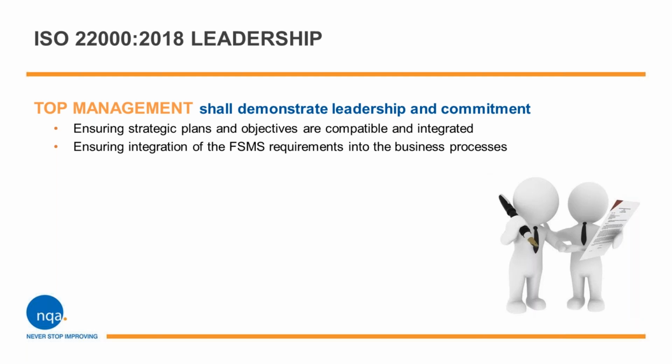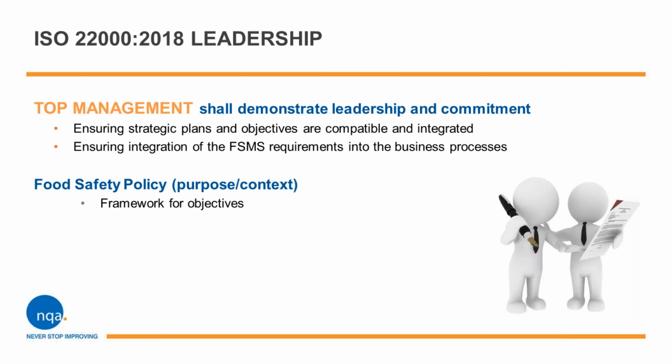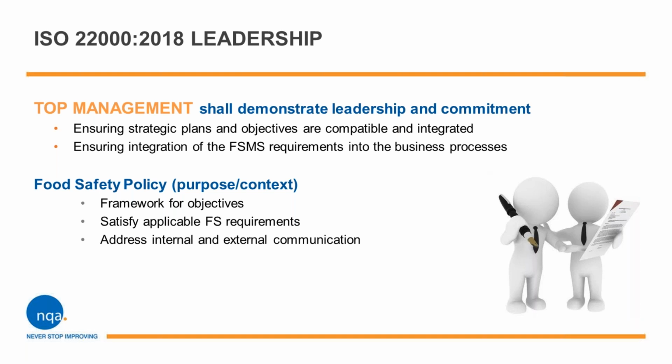Then top management as well must approve the food safety policy. This food safety policy must be appropriate to the purpose and context of the organization. In the food safety policy, there must be a framework for setting and reviewing the objectives. It must satisfy applicable food safety requirements, customer requirements and statutory requirements, and address internal and external communication. It must set a commitment for continual improvement and must ensure competencies related to food safety. And we cannot forget the food safety policy must be retained as documented information. Top management commitment with respect to the food safety management system must be visible and palpable. A good way to do this, for example, is to communicate the food safety policy well.